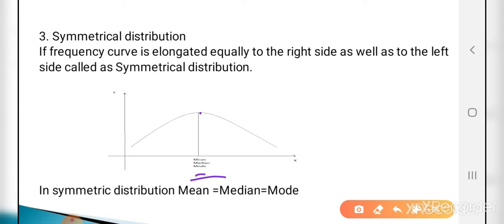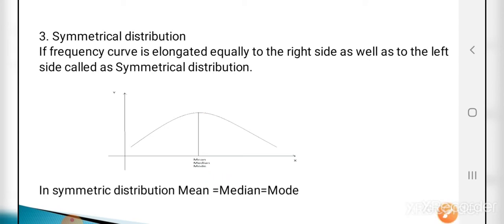In a positively skewed distribution, the mean is situated to the right side. In a negatively skewed distribution, the mean is situated to the left side. But in a symmetrical distribution, there is equal elongation to the right side and to the left side. So, the mean is situated in the middle. In a symmetrical distribution, mean, median and mode are equal. So, this is the relationship between mean, median and mode.